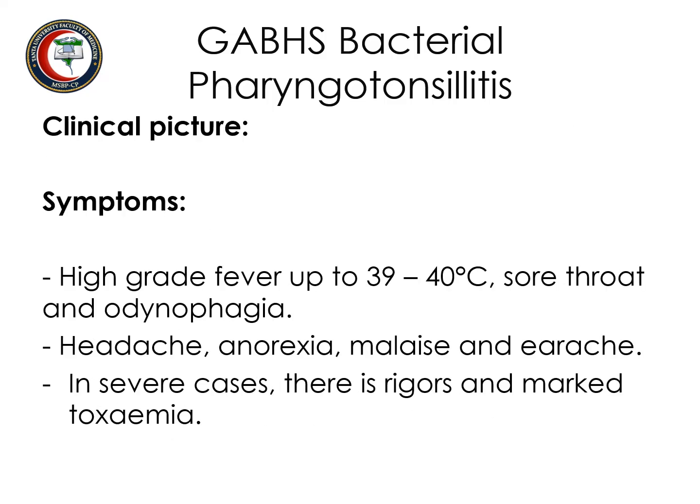Regarding the clinical picture, normally a patient with group A beta hemolytic streptococcal bacterial pharyngotonsillitis presents with three main features. The most characteristic features are high-grade fever, usually up to 39 to 40 degrees centigrade, associated with sore throat and odynophagia. And odynophagia means painful swallowing. Many times, those patients develop headache, anorexia, malaise, and earaches. While in severe cases, there will be some rigors and marked toxemia.